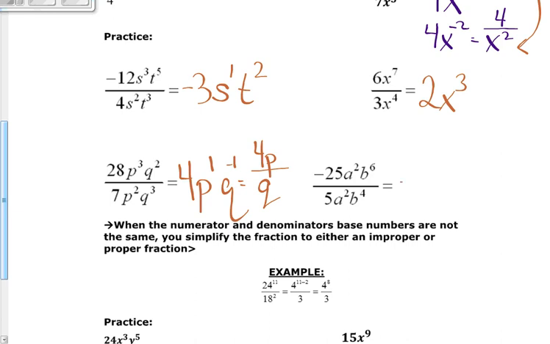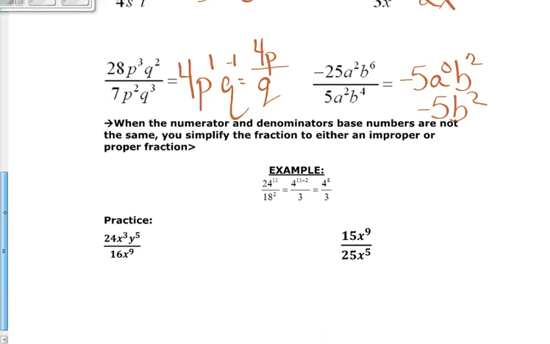Finally, we're going to have -5. For a, 2 minus 2 is 0. For b, 6 minus 4 is 2. And we can write that a to the 0, we can unwrite it and just write b squared.